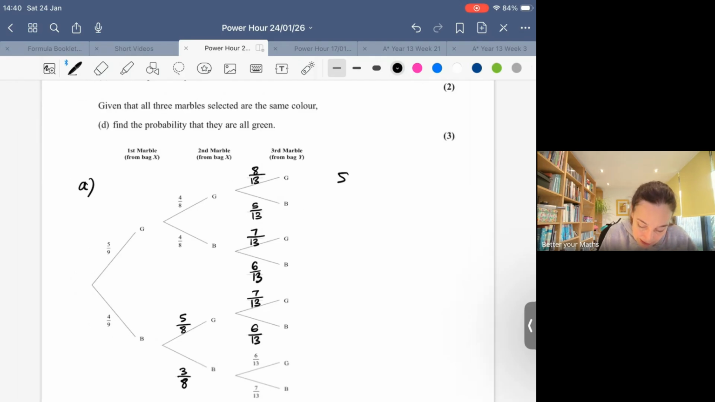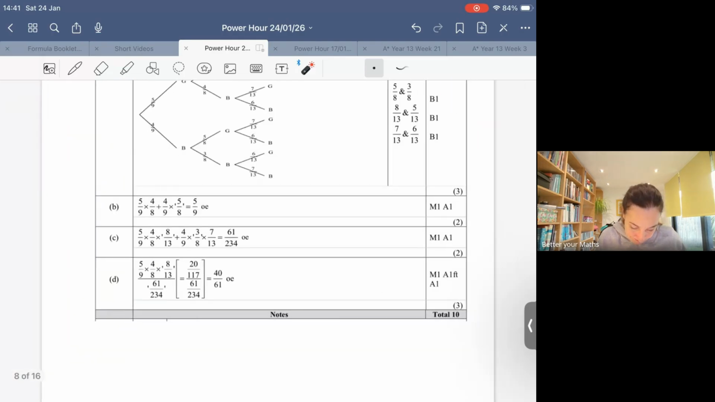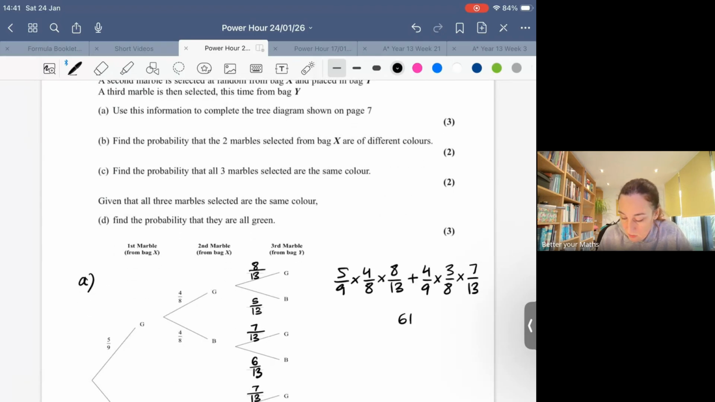Green, green, green, or blue, blue, blue. Yeah. So green, green, green, blue, blue, blue. And this is, I tell you, 61 over 234.